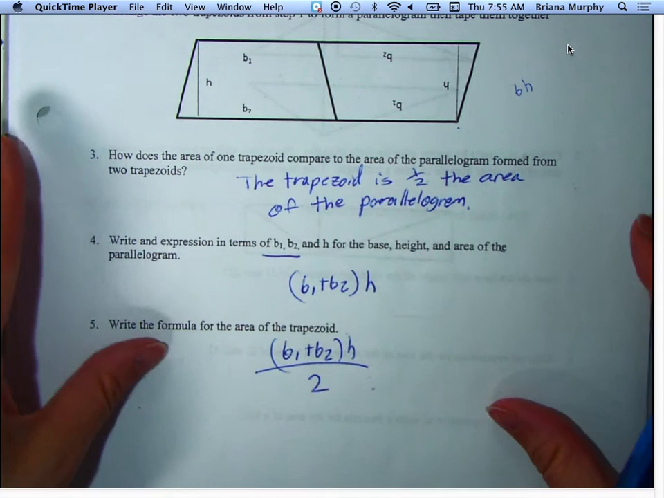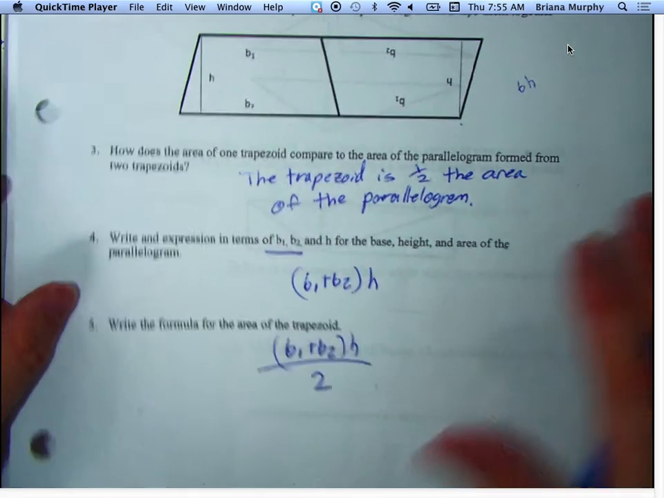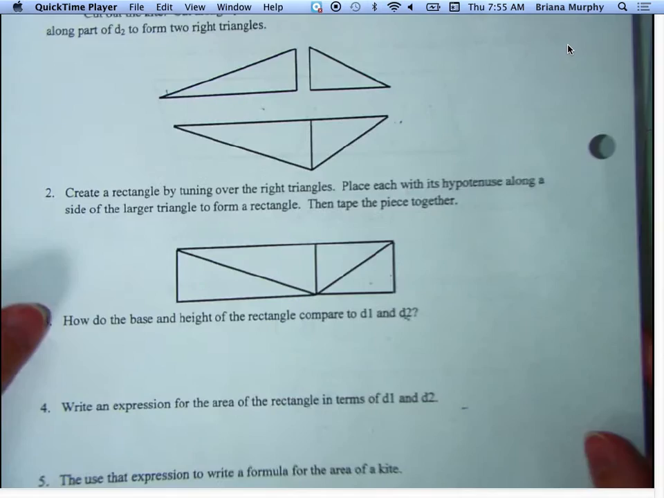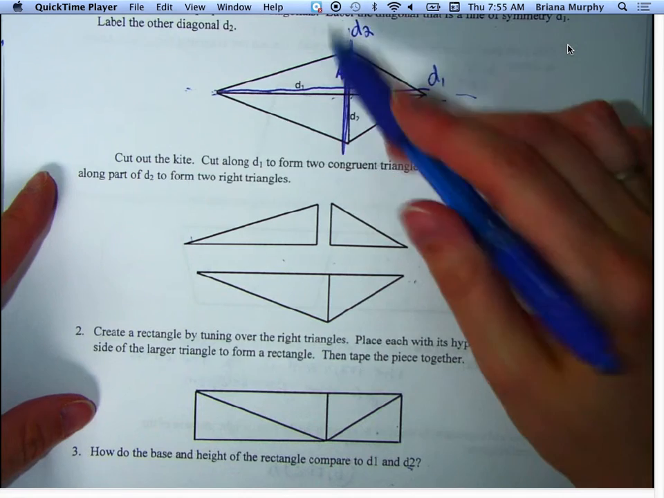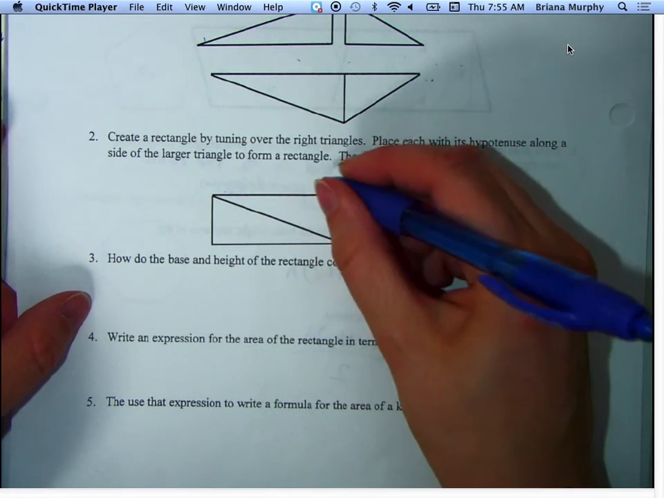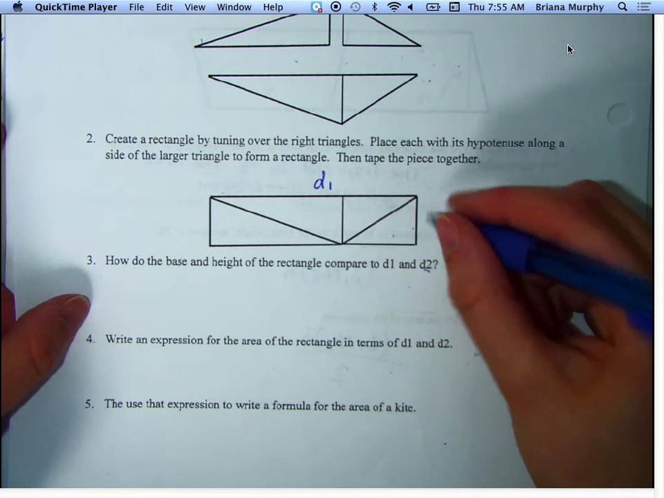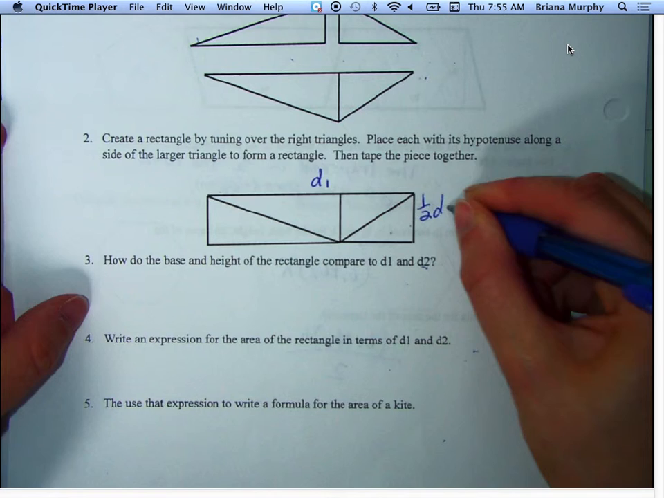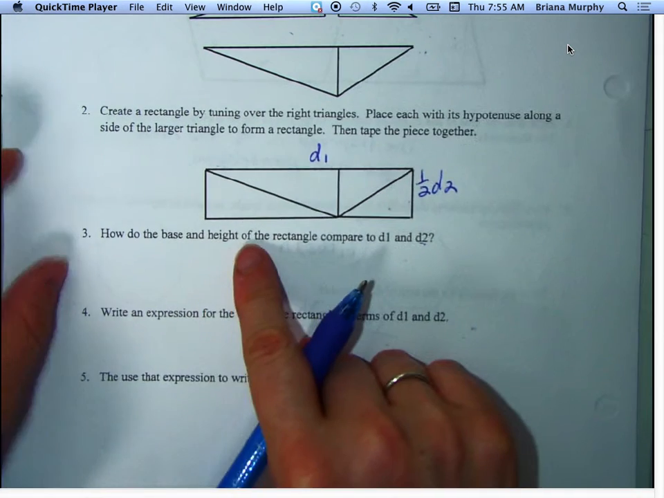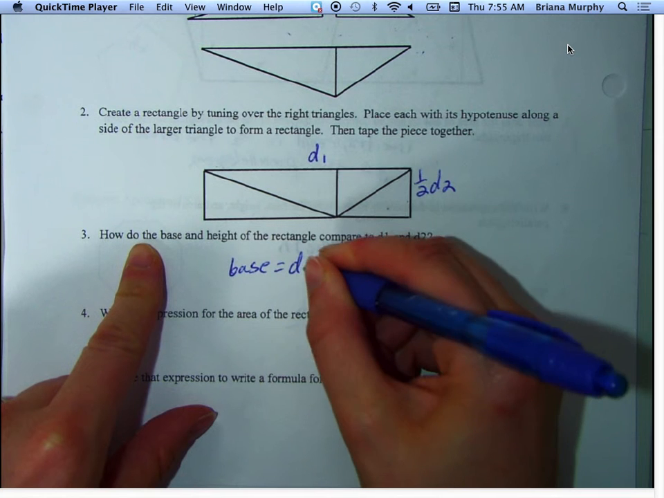Okay, let's look at the other side with a kite. Okay, we have diagonal 2, diagonal 1, and we're cutting it. This is still diagonal 1 on the top, but this is not diagonal 2. It's half of diagonal 2, right? So if I'm looking at this triangle, the base is D1.